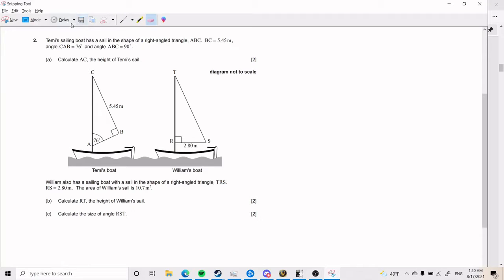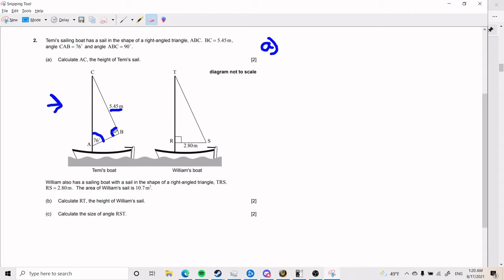Hello everybody, today we will be going over a trigonometry problem at the IB Math Studies level. So we have a sailing boat which has a sail in the shape of a right angle triangle, which is here, to give us the sides BC, the angle 76, and the angle 90 right here. So for part A, we need to calculate the height of Temi's sail.